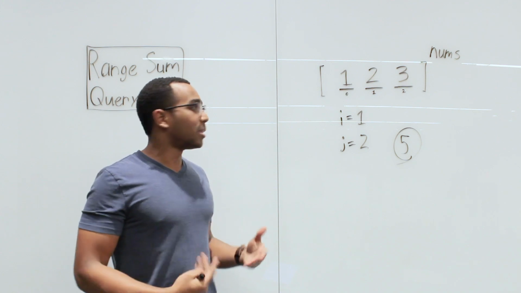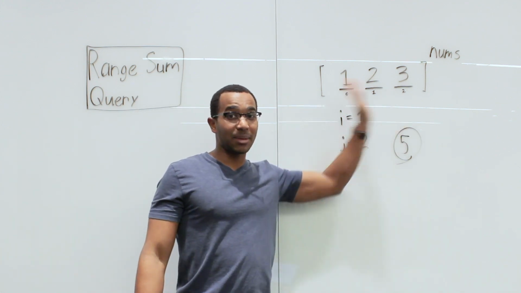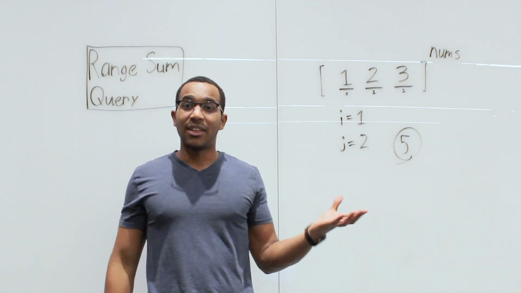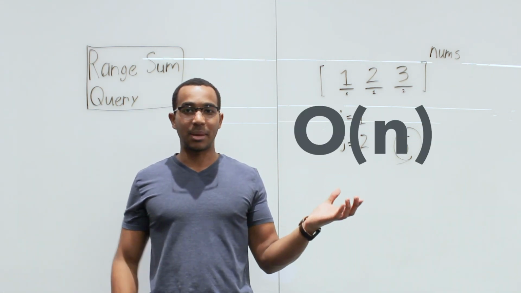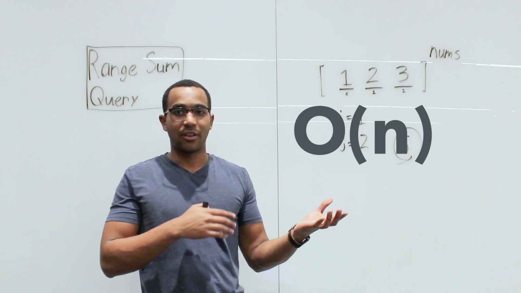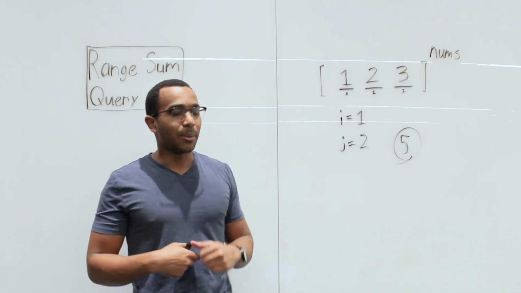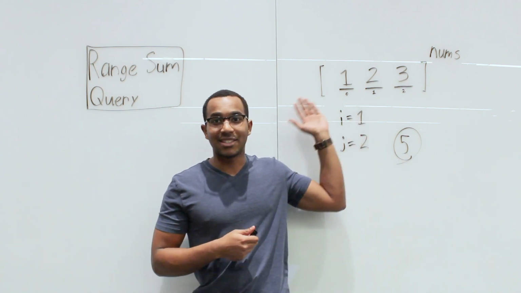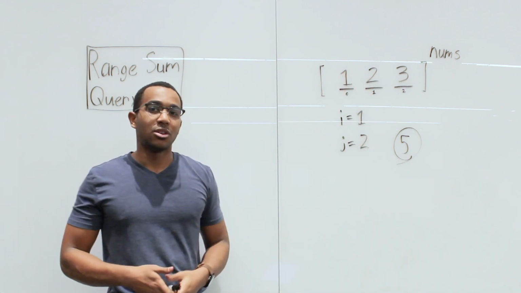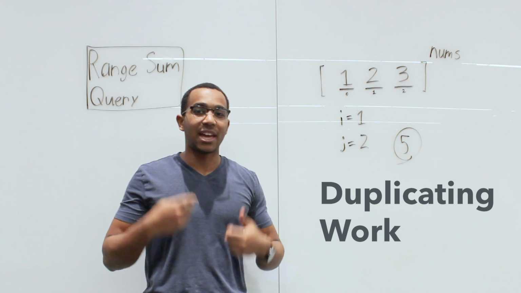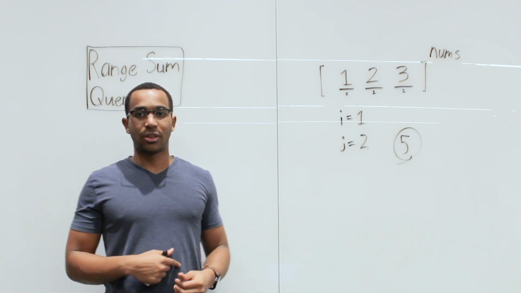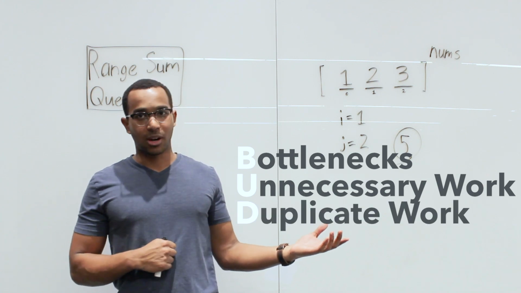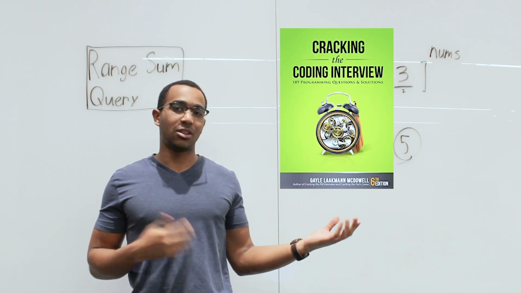So if I simply get the range sum every time in linear time, when a caller asks me, then I'm operating in linear time in all cases of range queries. So the problem with this is we are wasting our time repeating the addition of items we've already seen. So we are duplicating work. When we're optimizing algorithms, we think of the bottlenecks, the unnecessary work, and the duplicate work. And this is from the book Cracking the Coding Interview.